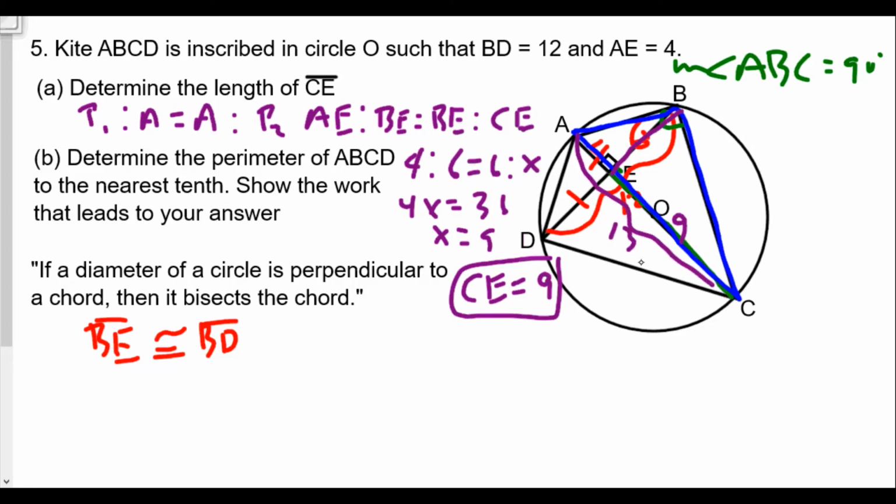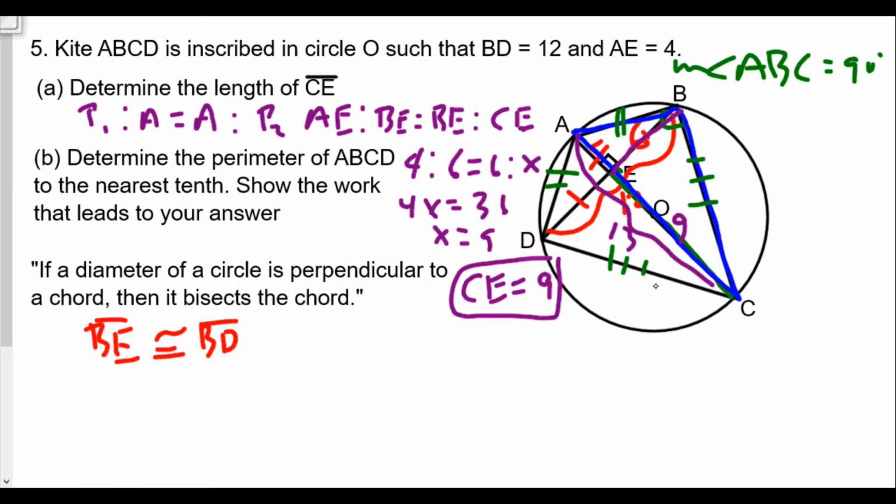Now, you might be asking, how does it help us? Well, it says here, find the diameter of the circle. Then determine the perimeter of ABCD to the nearest 10, and show the work that leads to this. So now we have to find the perimeter. What we're going to do is find AB. Because this is a kite, we should know that AB and AD are congruent, and BC and DC are congruent.